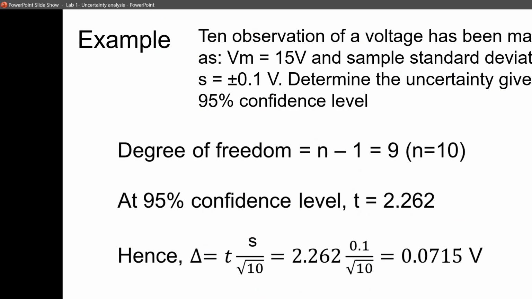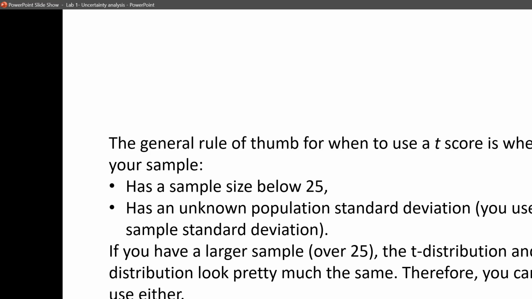That means we can easily find the uncertainty. We are given the sample standard deviation as 0.1. T we read as 2.262, divided by the square root of 10. Uncertainty is 0.0715 volts. And then we can find the confidence interval. Any questions so far? No. Okay.